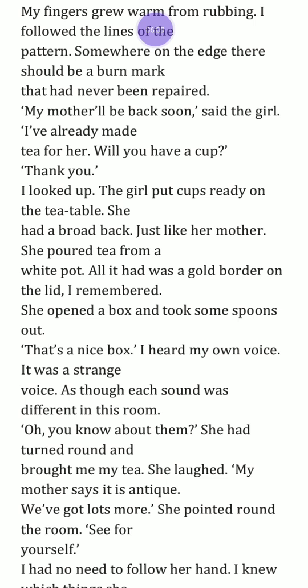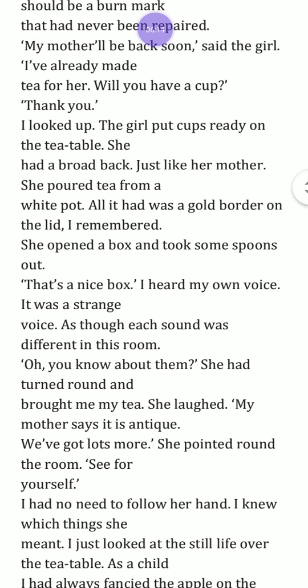The girl put cups ready on the tea table. She had a broad back, heavy body, just like her mother. She poured tea from a white pot. All it had was a gold border on the lid, I remembered. The narrator is talking about the teacup and the pot from which the tea is poured. She was reminded that these things, the teapot and the cups, belong to her. And suddenly, its use in the past haunted her mind.